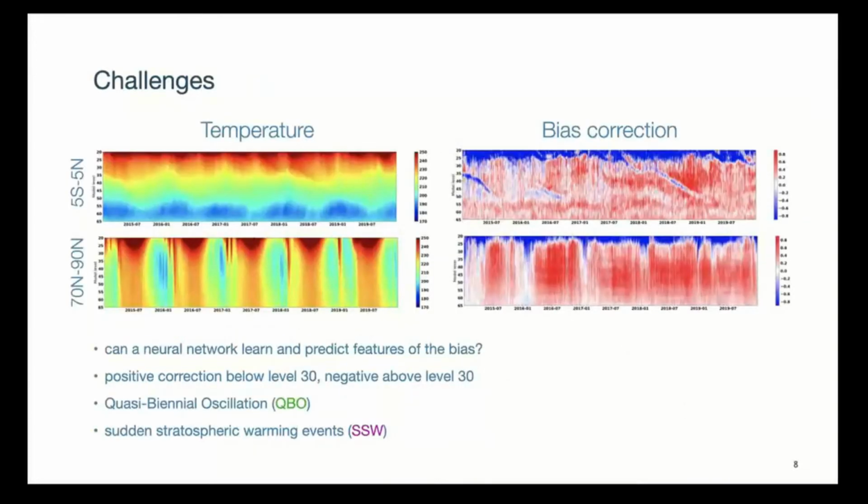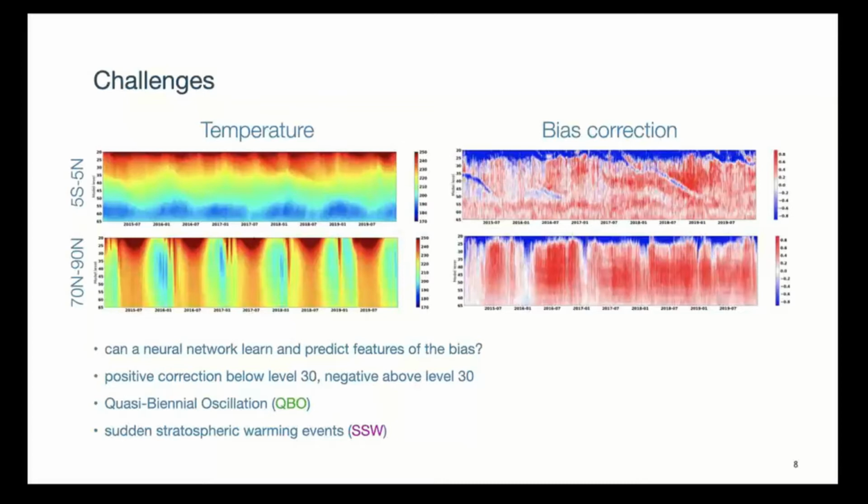So you can also look at time series of this data for different latitude regions. And what you can see here is there are a lot of features you need to learn. So for example, there's a positive correction below level 30, but a negative correction above level 30. So that's important to pick up.